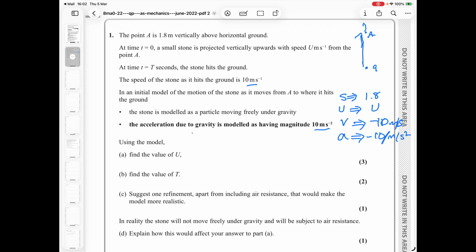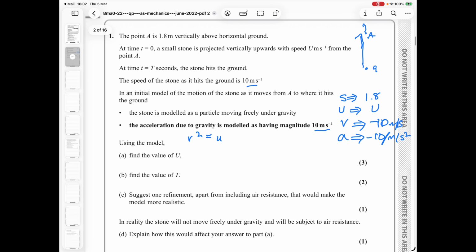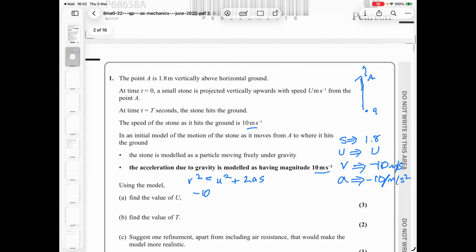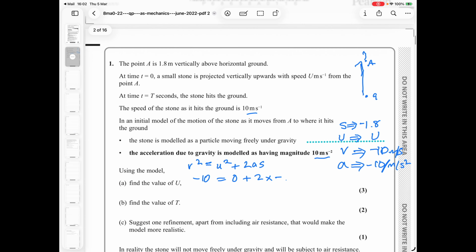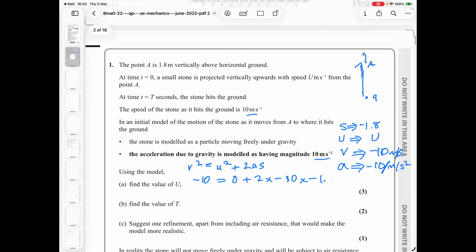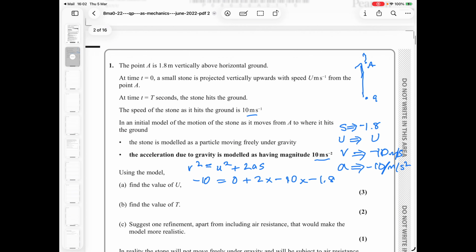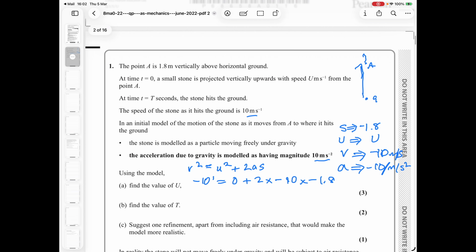We're going to use V squared equals U squared plus 2AS. So that means -10, it's going down, so let's use a minus on that. So (-10) squared equals u squared plus 2 times -10 times -1.8. Okay, I'm definitely having a few issues with my pen today.